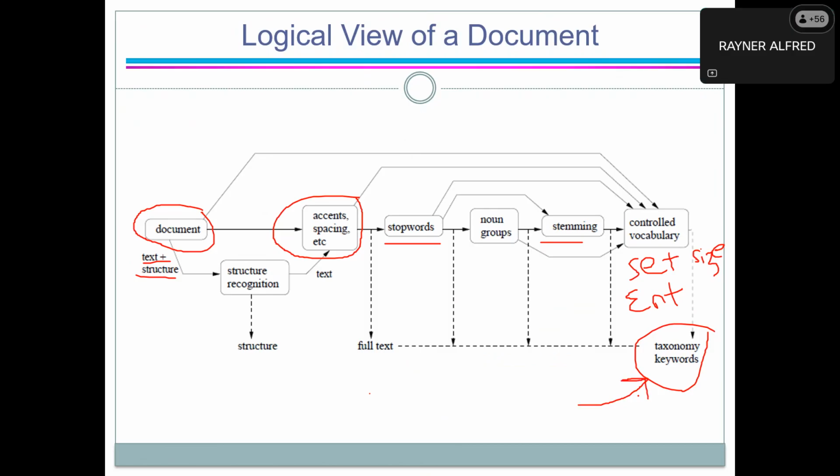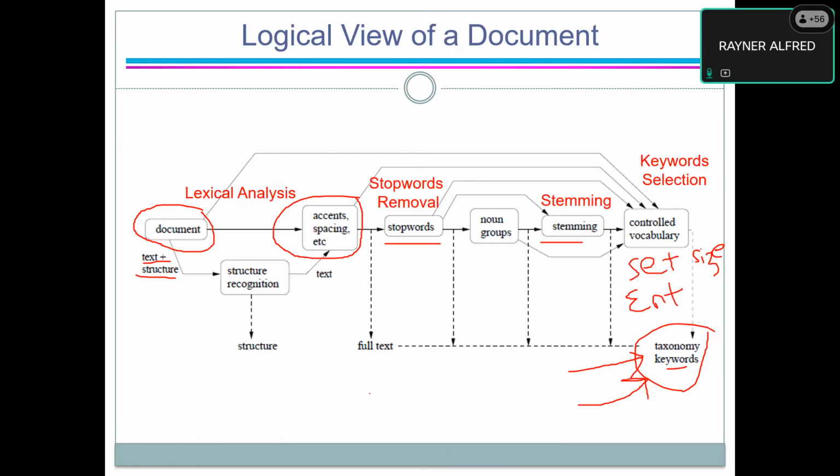Okay, so based on the text, we get the controlled vocabulary, and then finally we have the selected keywords here. This is very important because you have selected these keywords so that you are able to retrieve the documents more efficiently. So this is the lexical analysis, then stop word removal, stemming, and then keyword selection. And then you construct your vocabulary.